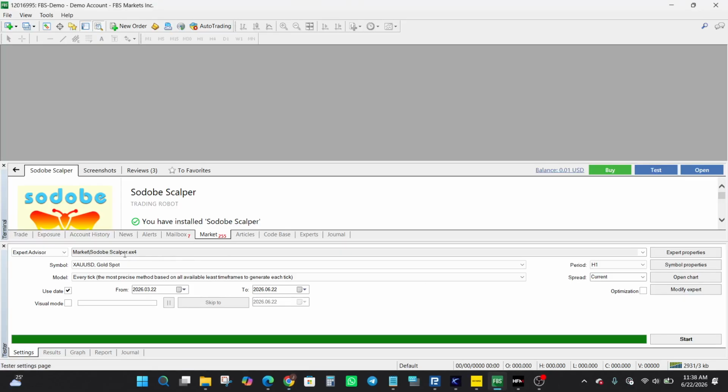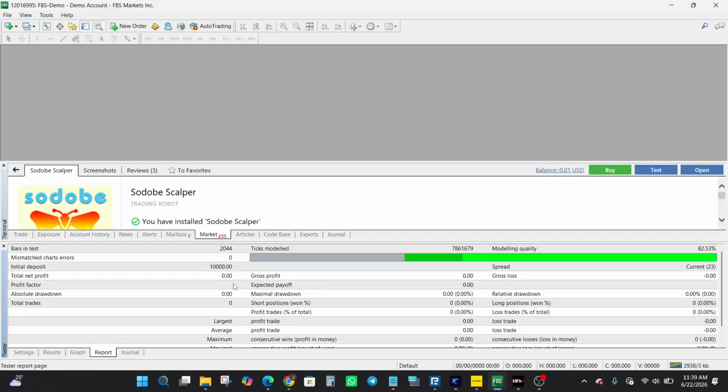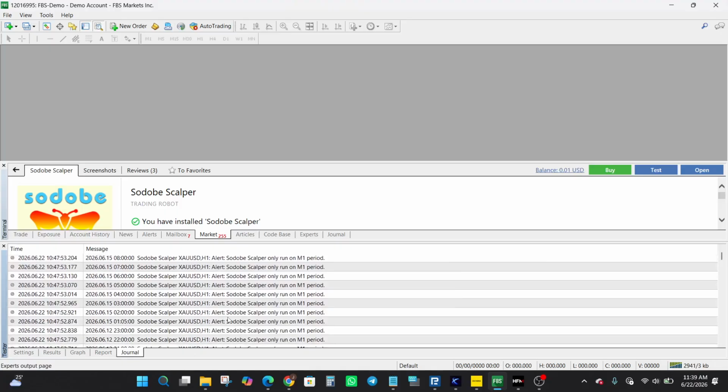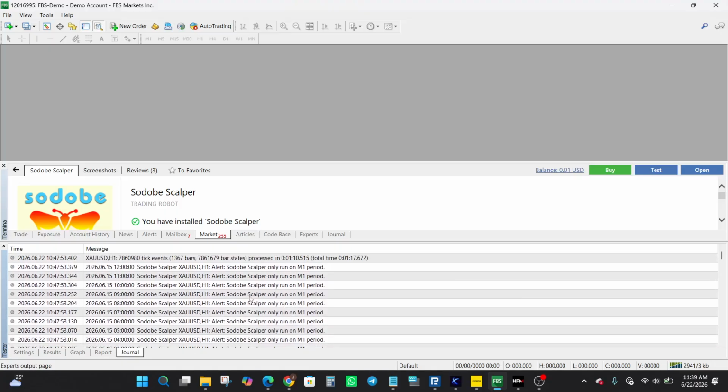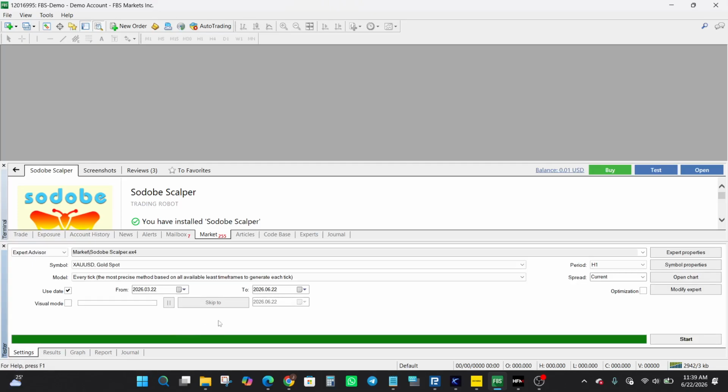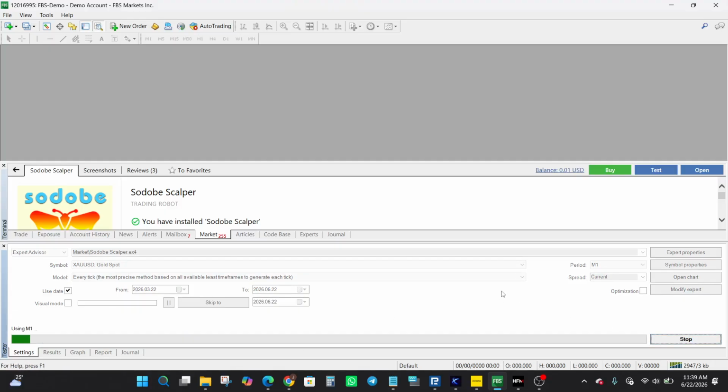Let's see how the Sodobe Scalper behaved on XAU USD on the H1 time frame using the every tick modeling over the past 3 months. All right. So in this case, there was no trade taken. Let's just go to the journal. Okay. So the scalper runs only on the M1 period. That is why no trade was taken. So I'm just changing this from H1 to M1. All right. So that is the reason why no trades were taken.